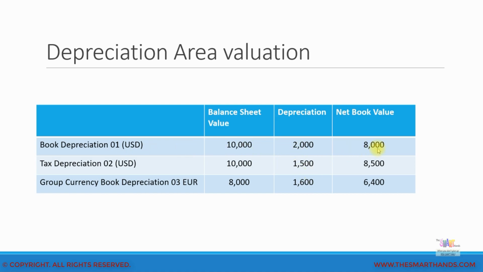Then the net book value will be 10,000 minus 2,000, 8,000, and 10,000 minus 1,500, 8,500, both in US dollars, and euro is simply 8,000 minus 1,600, which will be reported as 6,400 euros. So 8,000 euros minus 1,600 euros, reported as 6,400 euros.